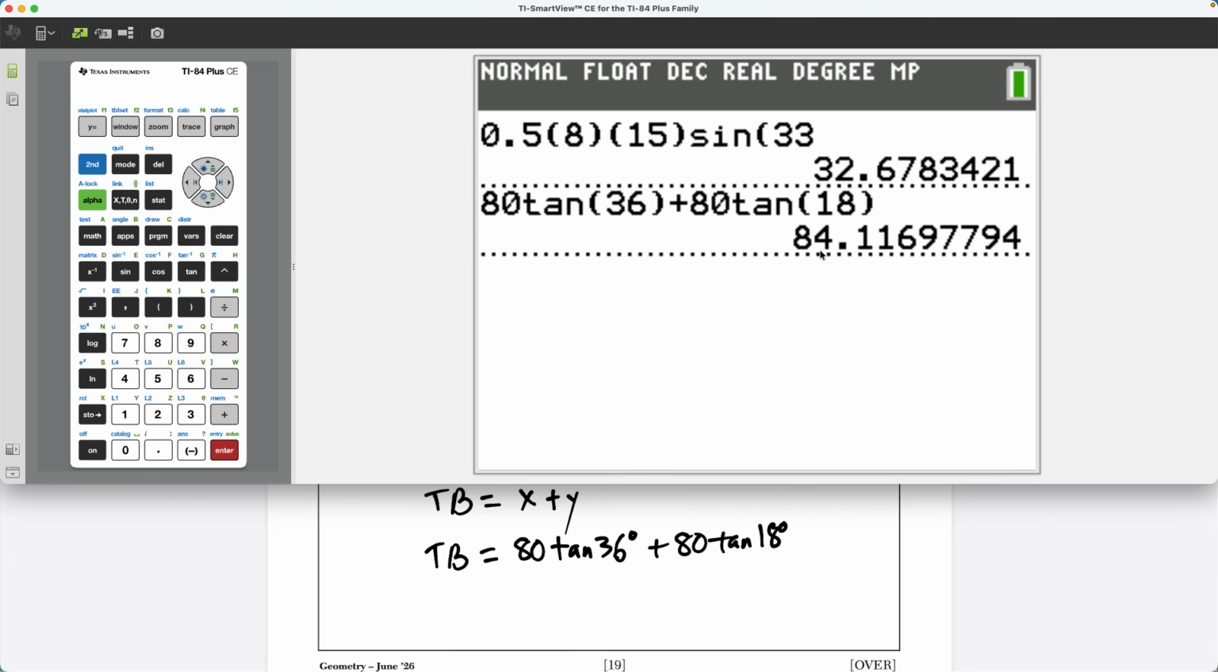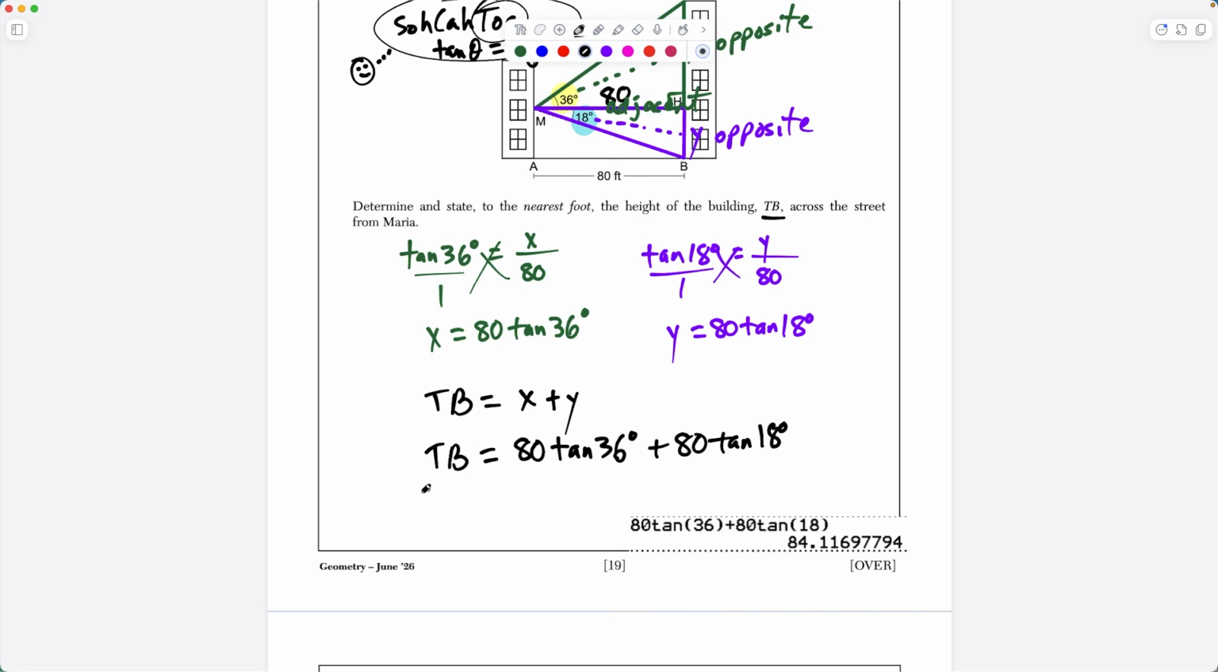So we're going to say 84 feet. We could just write this out. We have TB is equal to 84.11697794. But they said for the height of the building to round to the nearest foot. So I'm going to go to the ones place, which is a 4. To the right is a 1, so we round down, and we would say 84 feet. This is the height of the building.